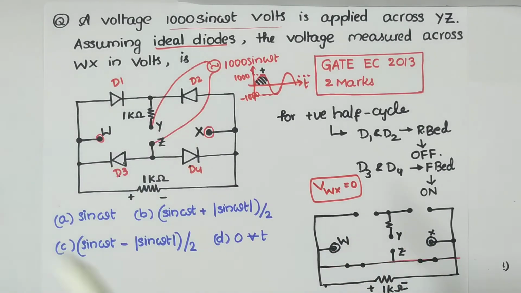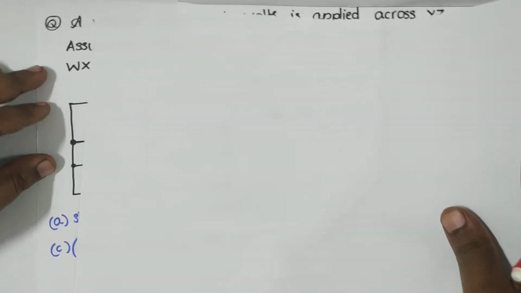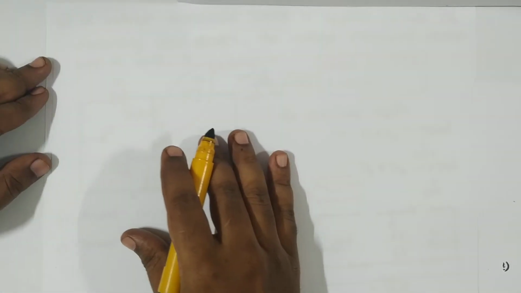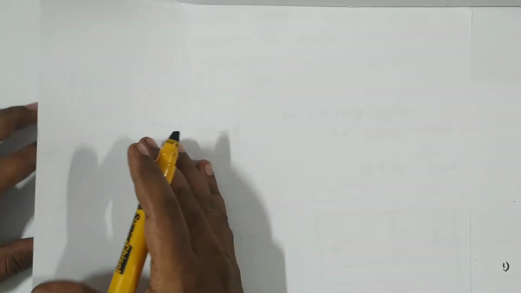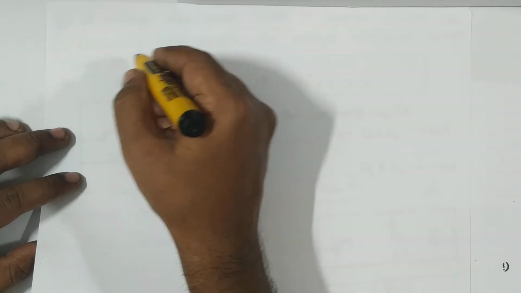Similarly, we will also go for the negative half cycle, and check what happens. This is no big deal. This is a very simple question for 2 marks. I think we don't require more than 10 seconds to solve it, or more than 5 seconds approximately.